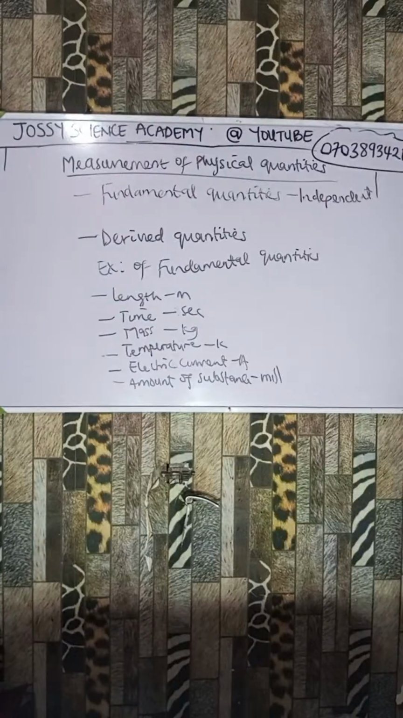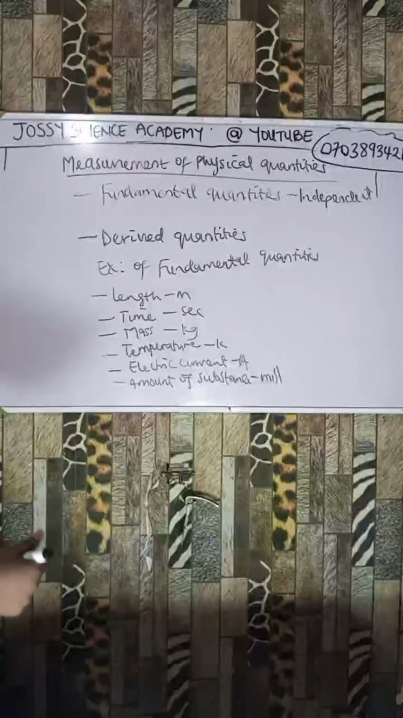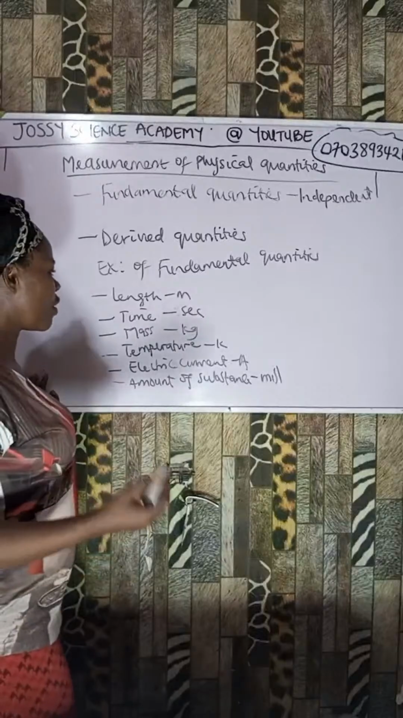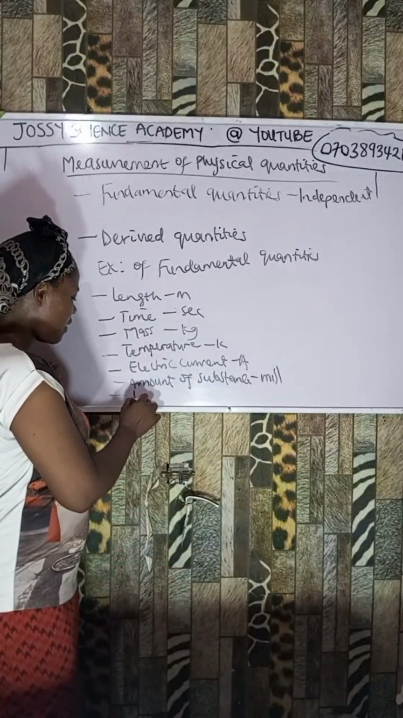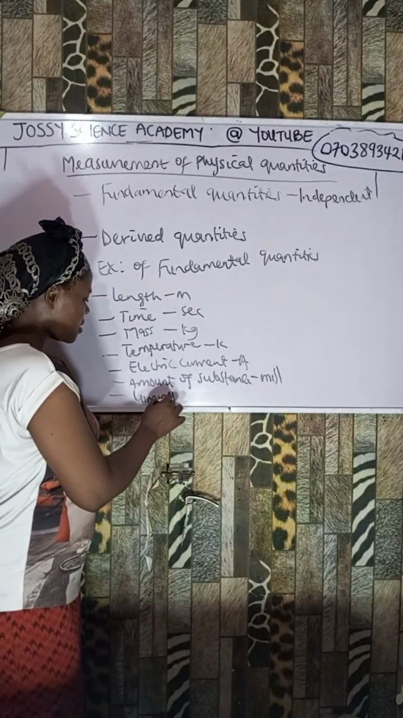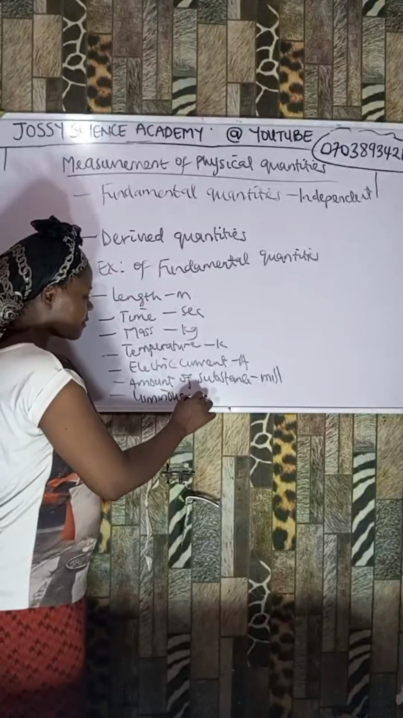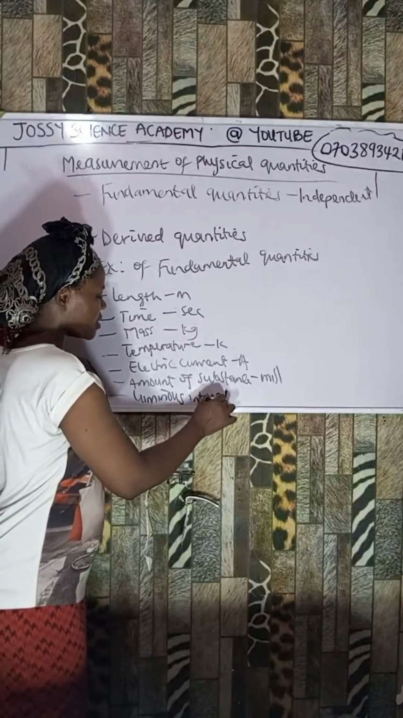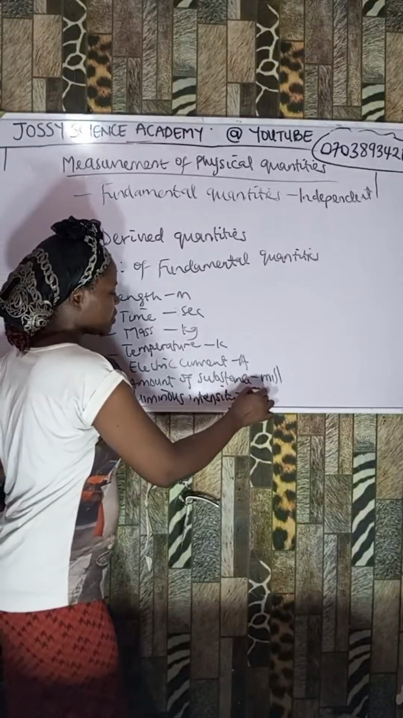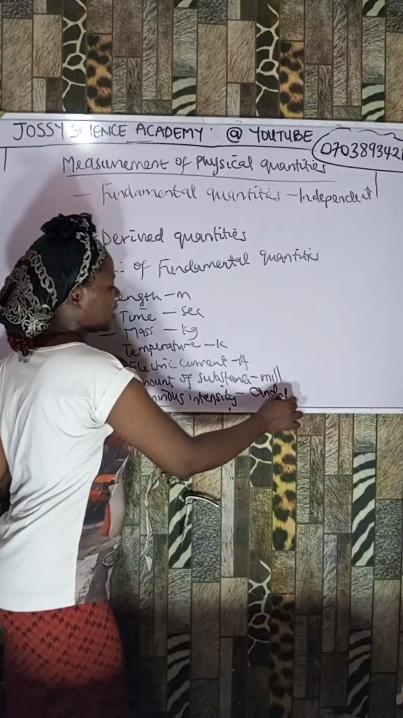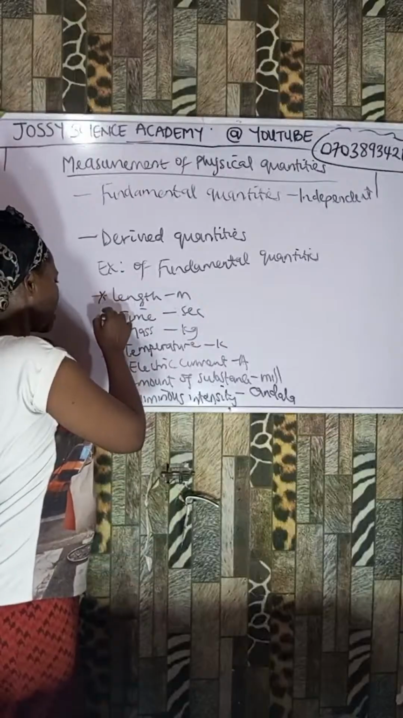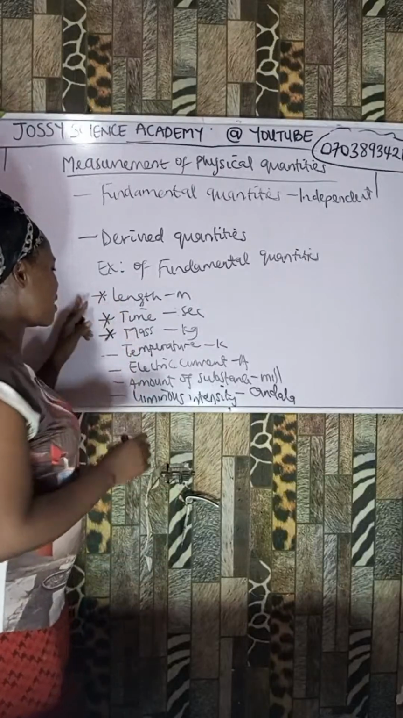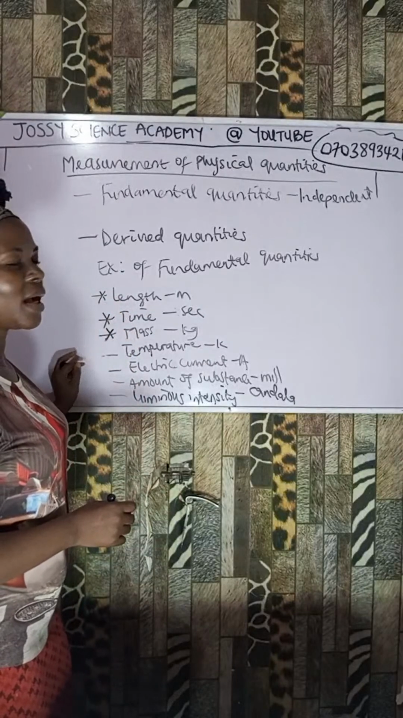Okay, out of this, the ones that are more important, it's supposed to have 7, have luminous intensity. I made it 7. Okay, the unit is what? Candela. All right, so out of these 7, these 3 are more important than the rest. Have the length, time, and what? Mass. Why are they important?